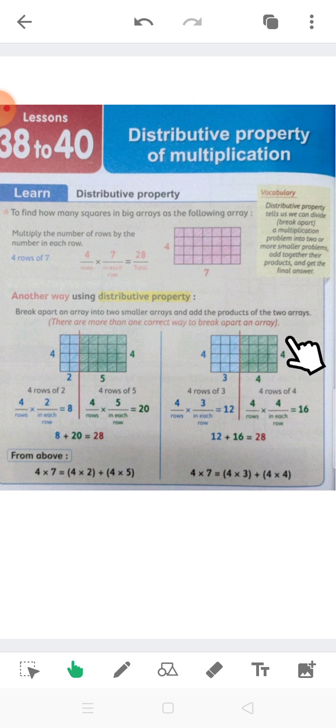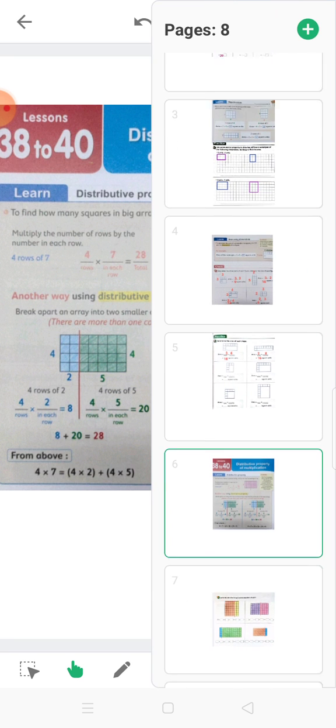Look at the second array, or the second figure, the green one. I've got 4 rows and 4 columns. So 4 times 4 equals 16. If we add 12 plus 16, it equals 28 as well. So I get the whole figure. Okay, let's see the next one.